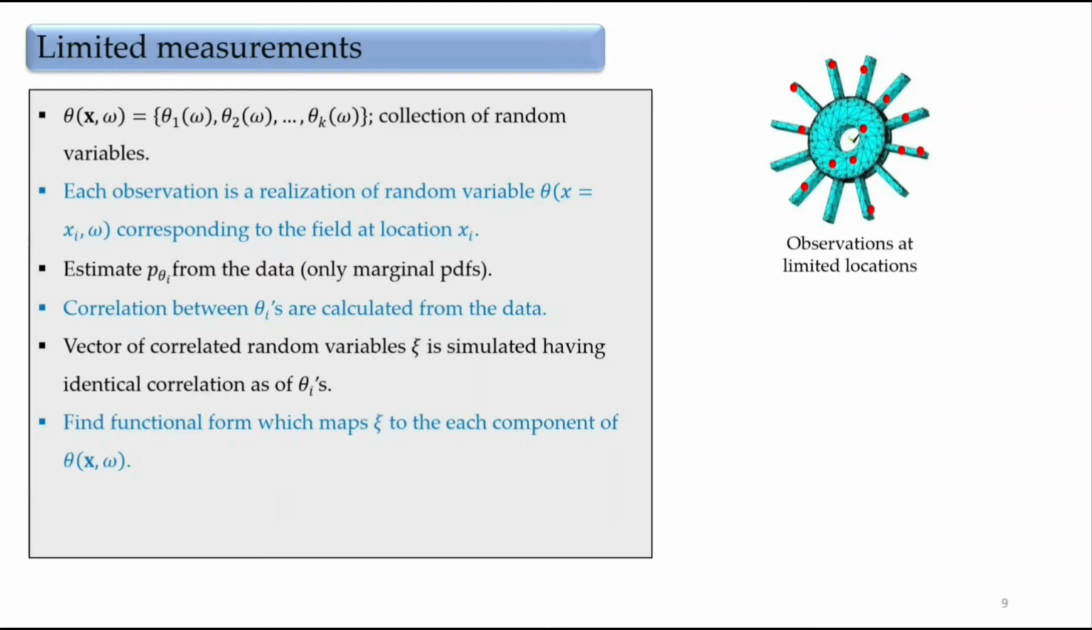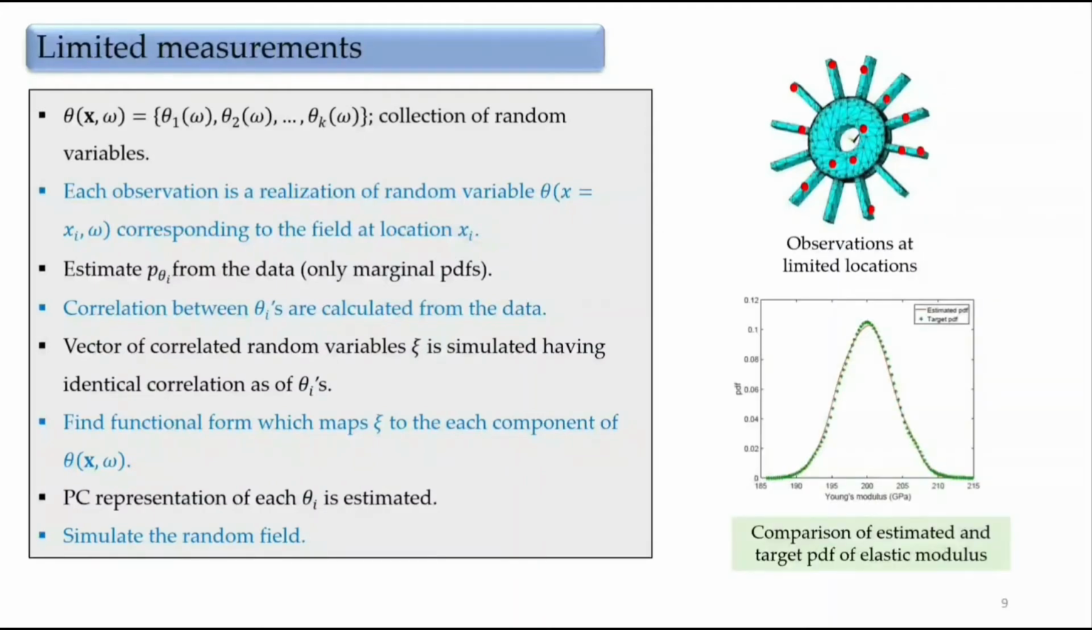Then we need to find the functional form which maps this xi with each of the components of this theta, which is the collection of random variables. And then we need to estimate each of these random variables in terms of polynomial chaos expansion, and then we need to simulate the random field. Following this approach, the random field of Young's modulus is simulated, which follows the log normal distribution, and compared with the target PDF which has been obtained through the data set itself, and we can see a very good match has been observed.